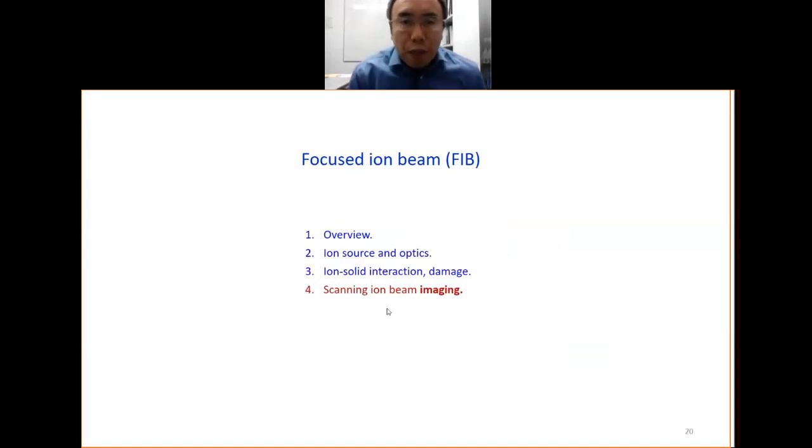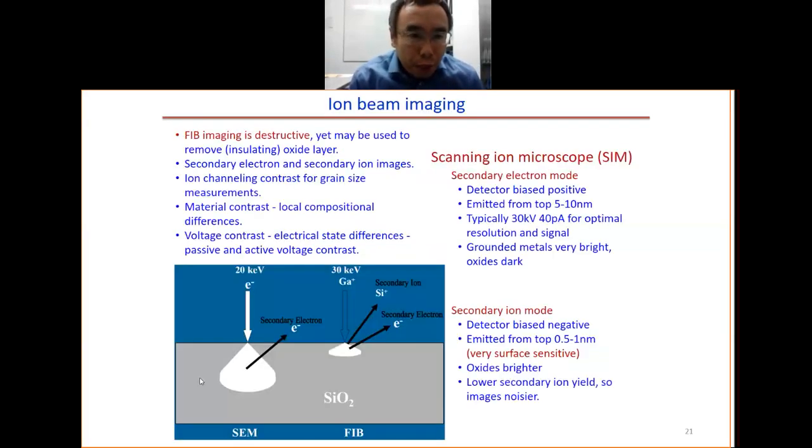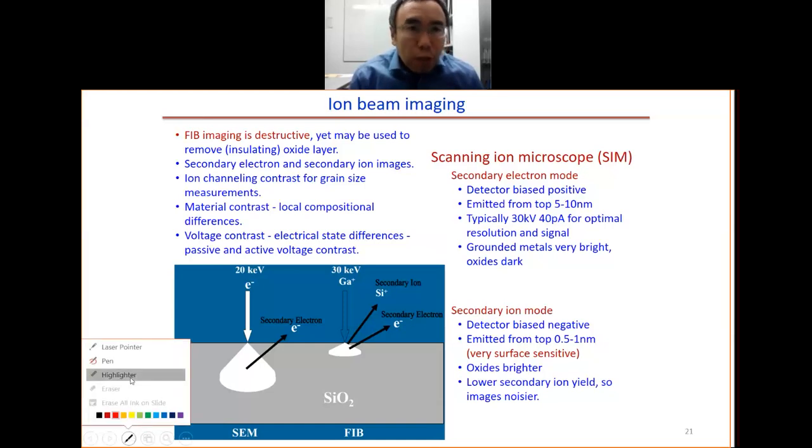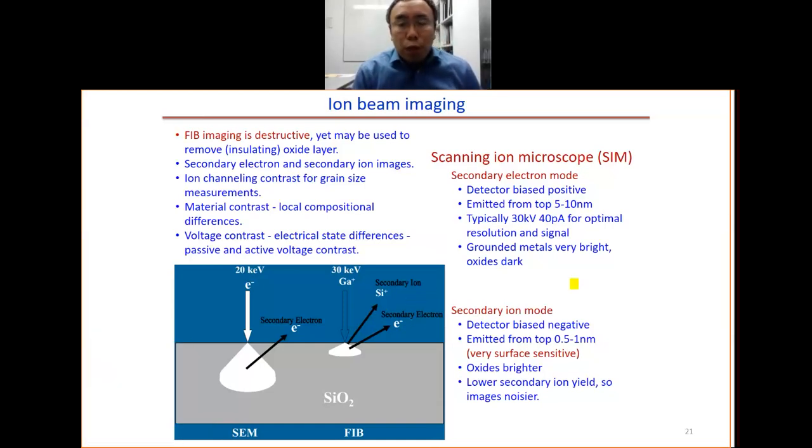Before we talk about ion beam fabrication, first we want to talk about imaging using focused ion beam. The focused ion beam also generates secondary ions and secondary electrons. Those signals can be used for imaging purposes. But it's very different from electron beam imaging in that, first, FIB imaging is destructive.